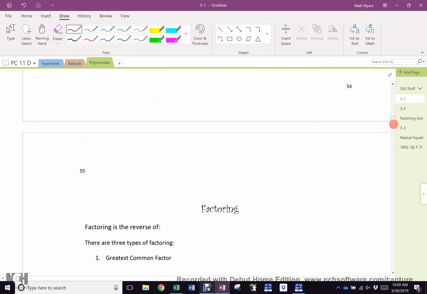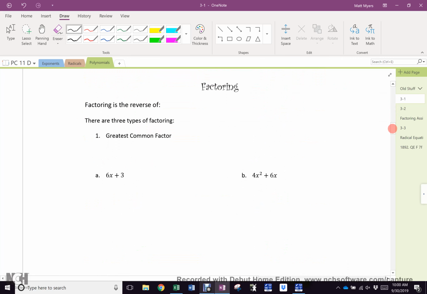All right, turn the page over. Let's review factoring. Factoring is the reverse of expansion. So, if it is the reverse of expansion, that must mean division is involved.